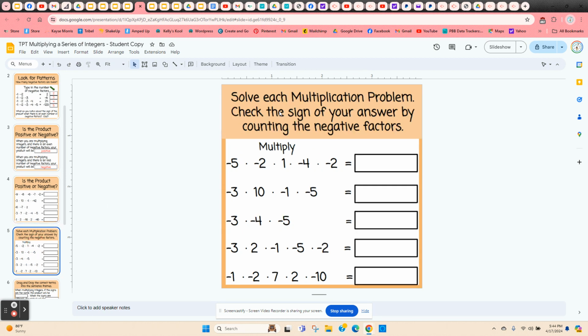The next slide, they're going to solve each problem. So they've got to actually do the multiplication. And then they want to check their answer by counting the number of negative factors and see if their sign is correct.